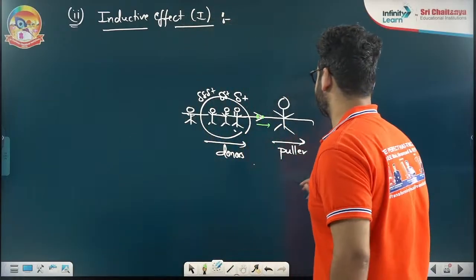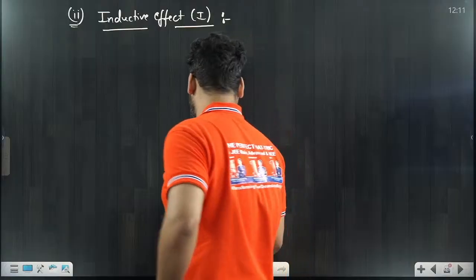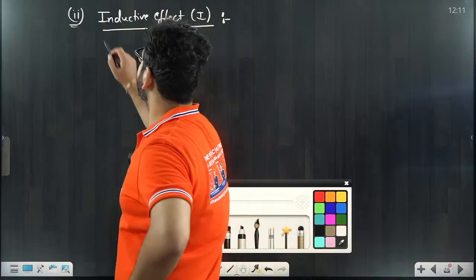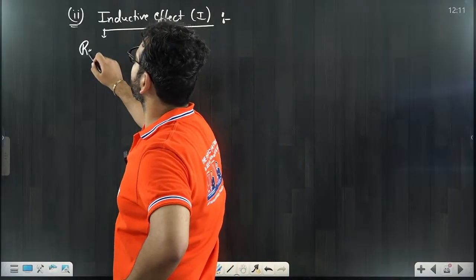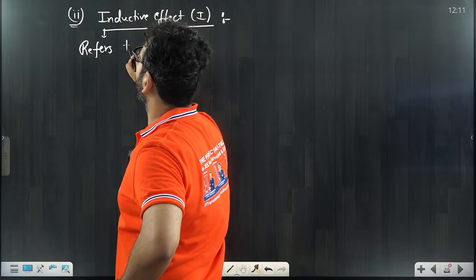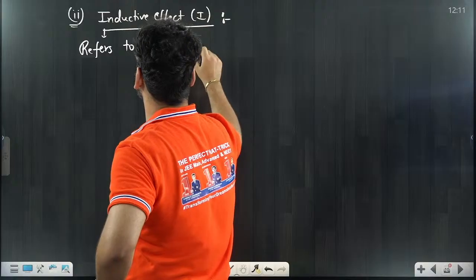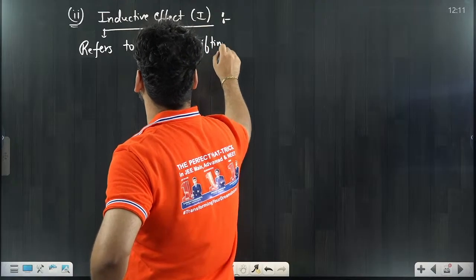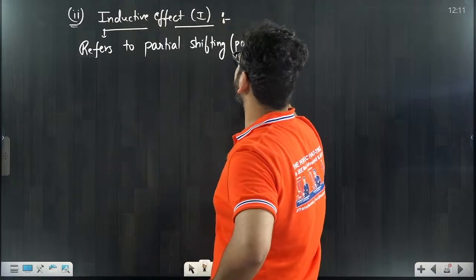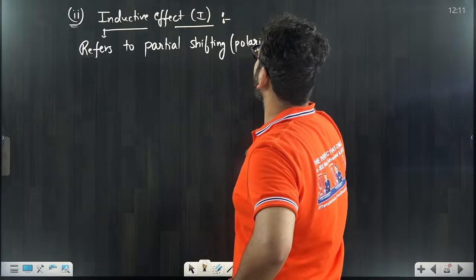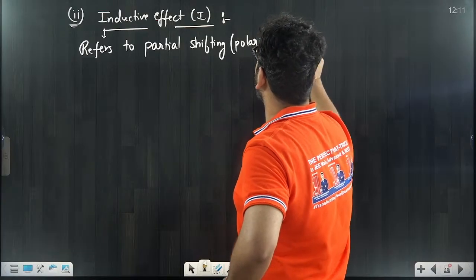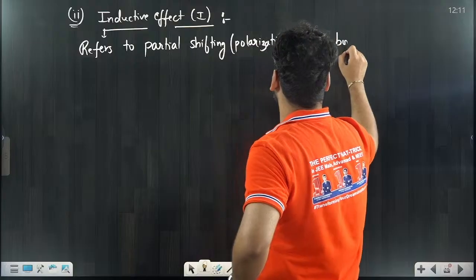So we'll write down. Inductive effect refers to partial shifting. Partial shifting is also called polarization of sigma bond electrons.